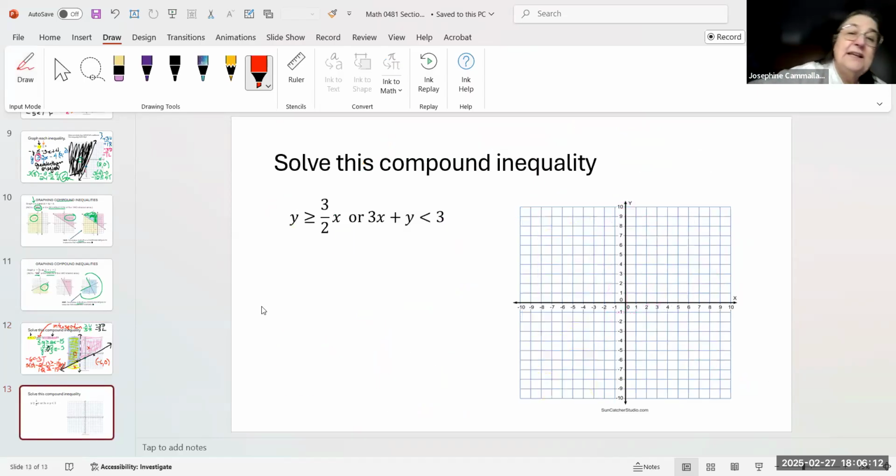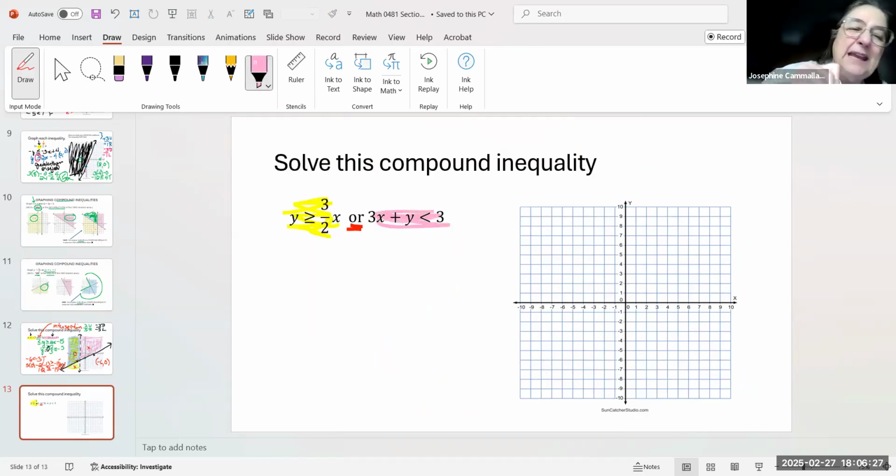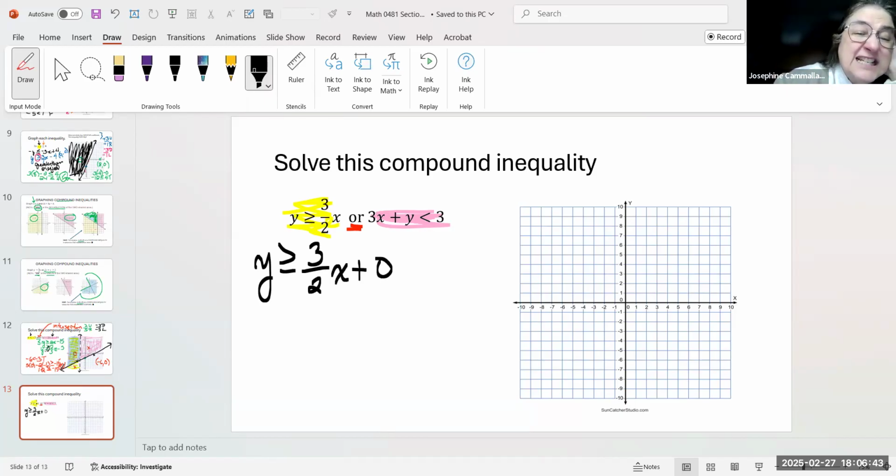Okay, here's my last one. Okay, or, and as I did before, I'm going to graph or shade this in yellow, and then I'm going to shade this in pink. Okay, now my first equation is y greater than or equal to 3/2 x. Now remember, it's plus 0.